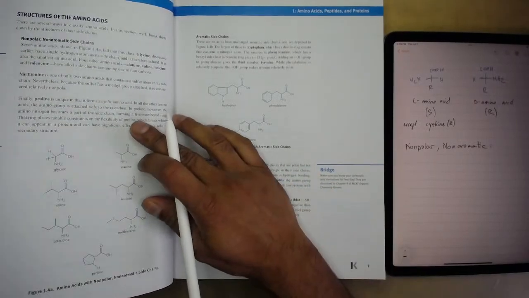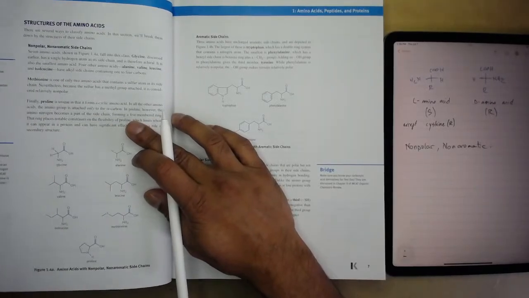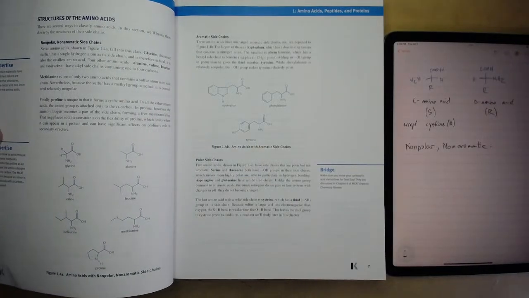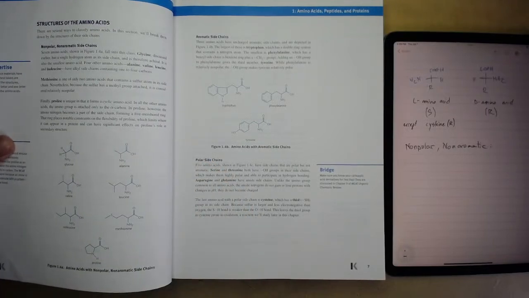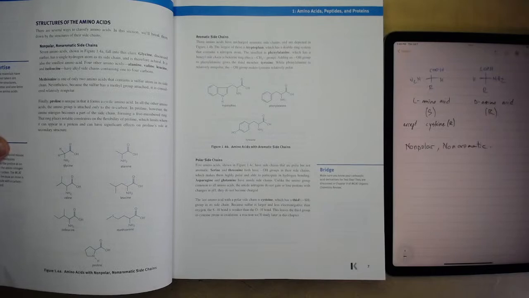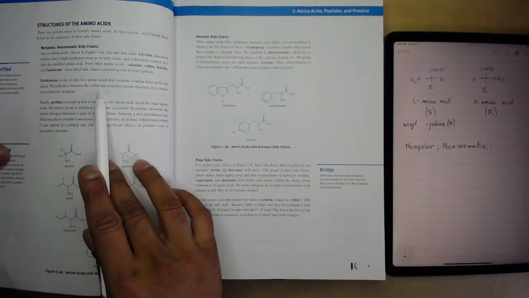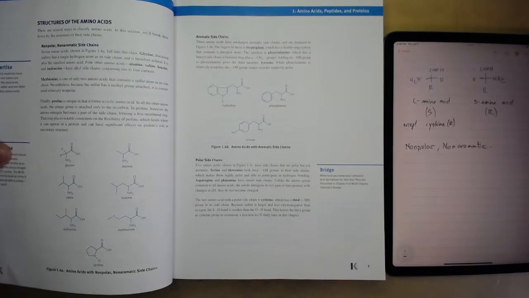Seven amino acids shown in figure 1.4a fall into this class. Glycine, discussed earlier, has a single hydrogen atom as its side chain and is therefore achiral. It is also the smallest amino acid. Four other amino acids, alanine, valine, leucine, and isoleucine, have alkyl side chains containing 1 to 4 carbons. Methionine is one of only 2 amino acids that contains a sulfur atom in its side chain. Nevertheless, because the sulfur has a methyl group attached, it is considered relatively nonpolar.